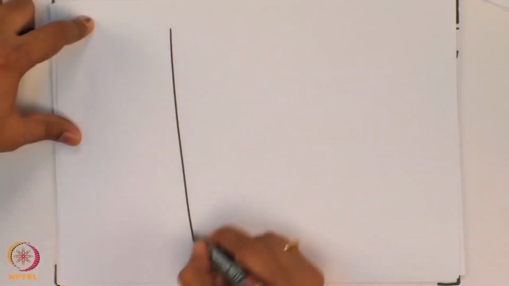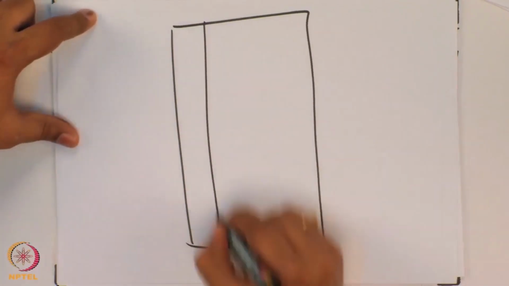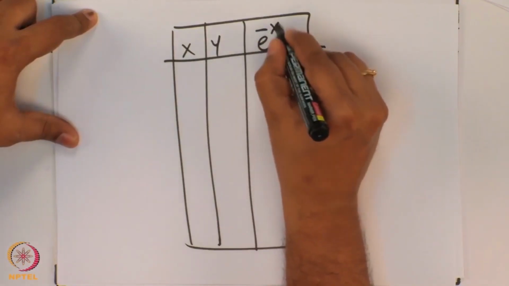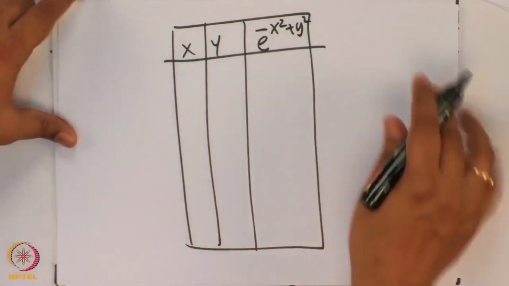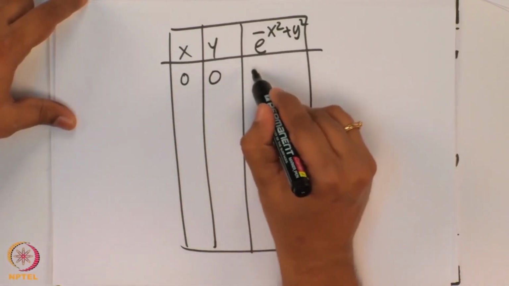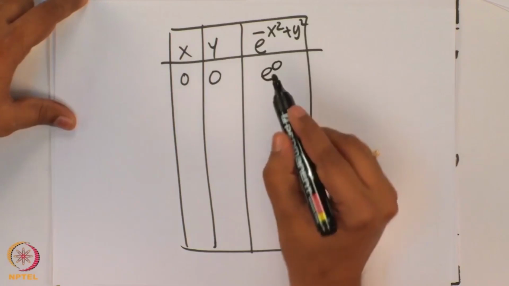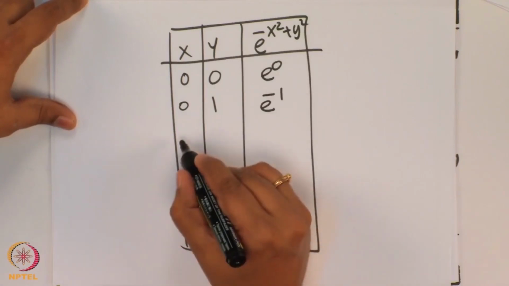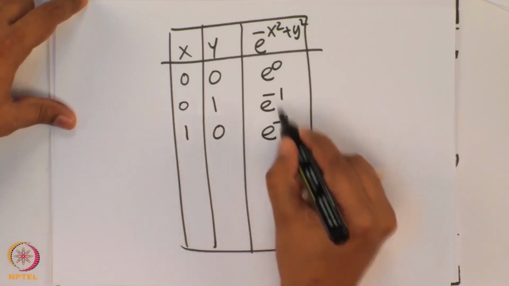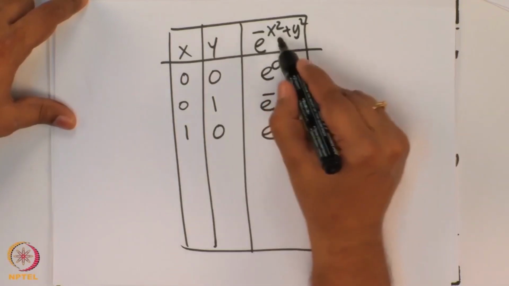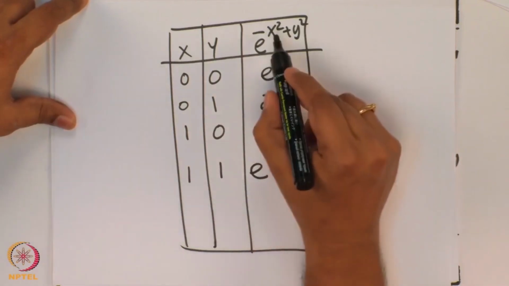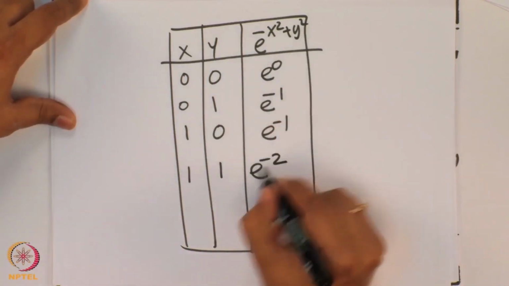So let us say I have a table. Again, as we had said, we have x, y, then e power minus (x square plus y square) is the function that we have. So 0, 0, which is e power 0, which is 1. Then you can put 0 and 1, so e power minus 1. And you can put 1, 0, e power minus 1, or 0 square plus 1 square, you will get e power minus 1. You can put 1, 1, so e power minus (1 square plus 1 square) will be e power minus 2.